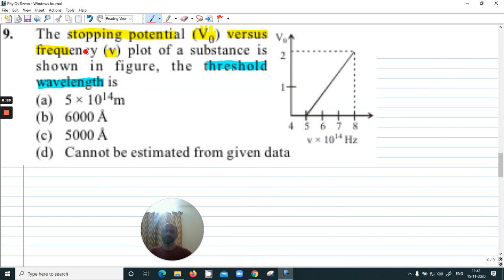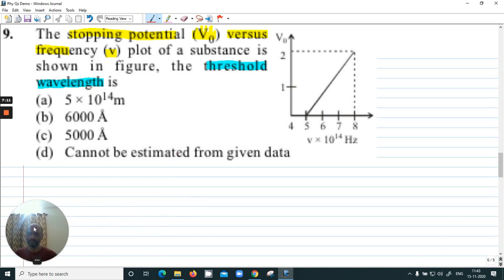This is a question. The stopping potential V0 versus the frequency nu plot of a substance is shown in the figure. The threshold wavelength is. So this is a question of photoelectric effect. So we'll start with the photoelectric equation, which is h nu equal to phi naught, the work function, plus the kinetic energy maximum of the photoelectron.